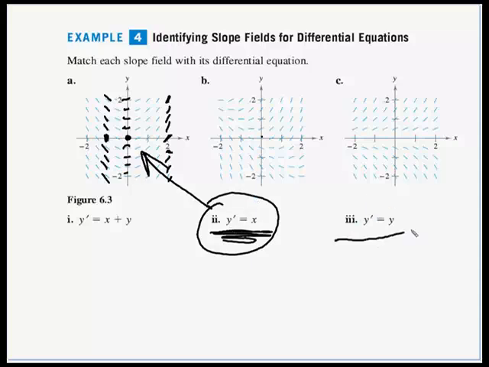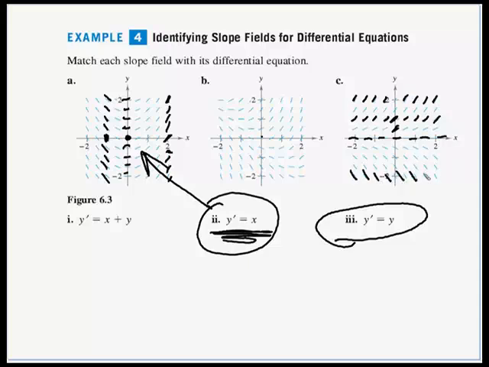The third differential equation, y prime equals y. The slope is equal to the y value. Here on the x-axis, all those segments are lying right on the x-axis. As we go up to a y value of 1 right here, all points that have this as a y coordinate will have that as a slope for their segment. As we go up to positive 2, all the points with a y value of 2 have that same slope. Same for the negative values, negative 2. So graph 3 goes with C.